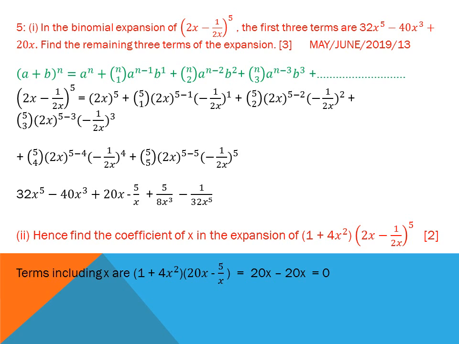It's very simple. Let's find the coefficient of x in the expansion of 1 plus 4x square into 2x minus 1 over 2x. In 1 plus 4x square, I only need the terms where x is included. I choose the terms from the previous part, 20x and minus 5 over x, because when minus 5 over x is multiplied by 4x square, the term x is obtained. So 1 plus 4x square into 20x minus 5 over x is equal to 20x minus 20x, which will become 0 here.